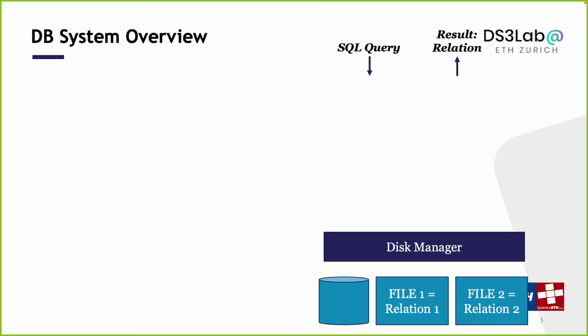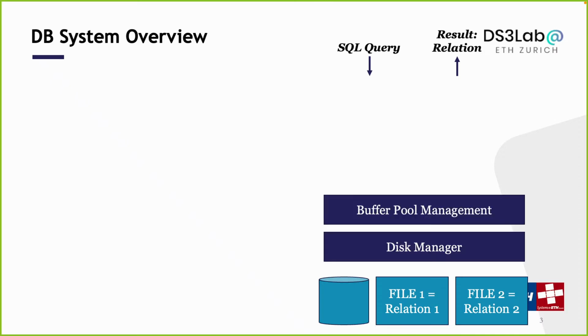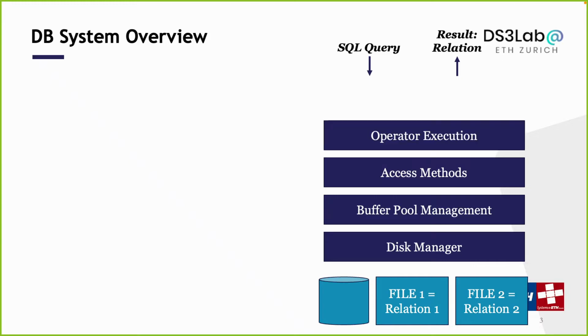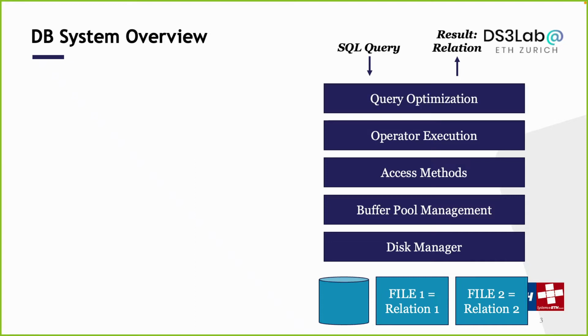In the bottom layers, there's a disk manager, there's a buffer manager, there's an access method, there's an operator execution layer, and we have been talking about all these 4 different layers. Today, we are going to talk about the top layer, which is query optimization. But before we talk about query optimization, let's quickly go through every single layer to make sure we understand what they are doing.